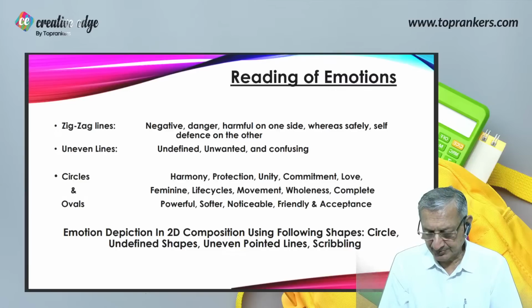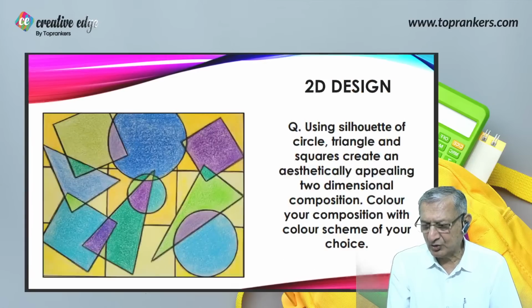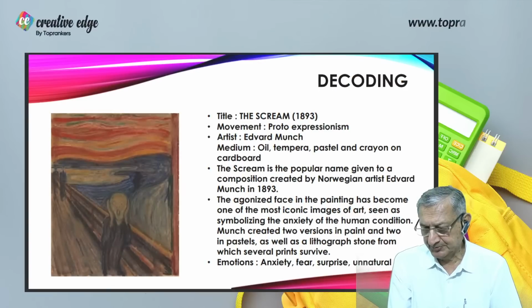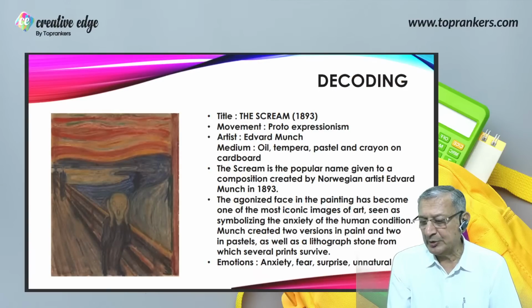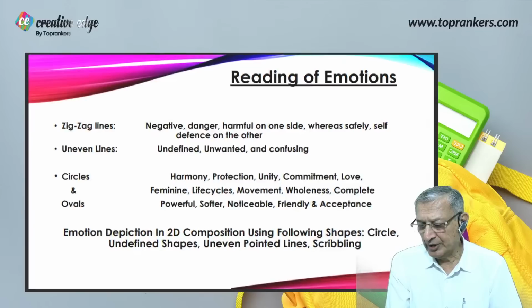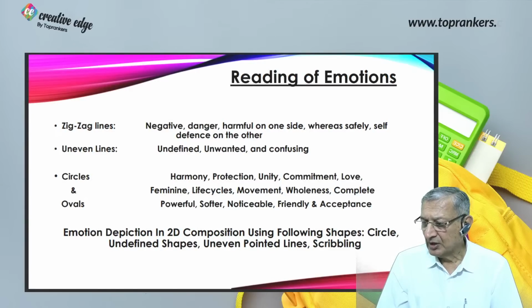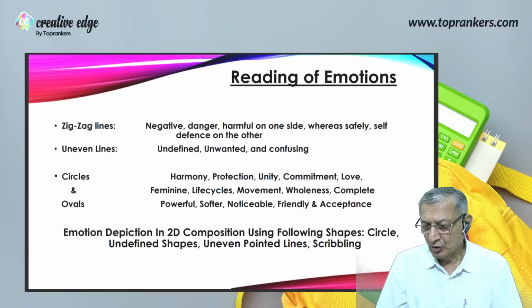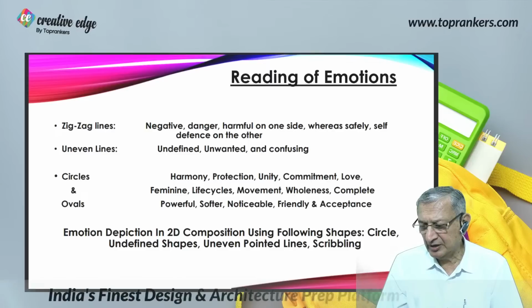two-dimension presentation, quite similar to the one that you saw earlier like this. You have to depict The Scream here. I have not purposely made any particular design to depict, but if you want to depict anxiety, what you can use are zigzag lines, yes, harmful, whereas safe, self-defense on the other. So zigzag line could be ideal. Uneven line also could be ideal. Circles and ovals: harmony, protection, unity, commitment, love, femininity, life cycle.